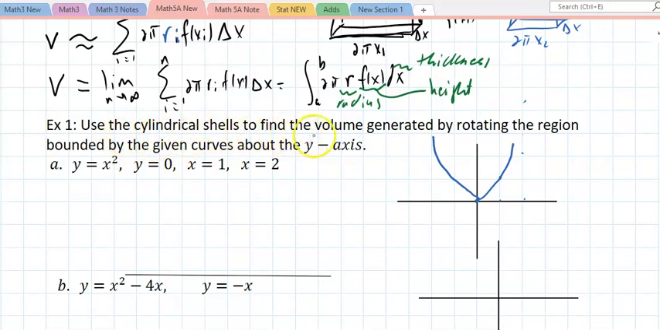Use the cylindrical shells to find the volume generated by rotating the region bounded by the given curves about the y-axis. Y equals 0. This is y equals 0. X equal 1. And x equal 2. You know what? I'm going to rescale this. So this is 0, 0, 1, 1, 2, 1, 2, 3, 4. So I'm looking at this between x equal 1 and x equal 2. I'm looking at this region.